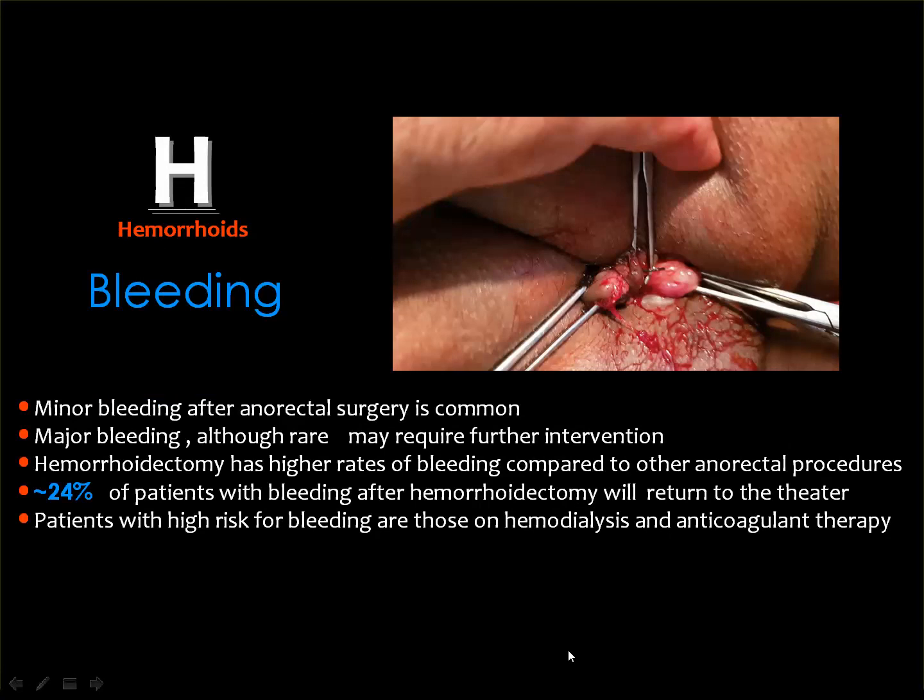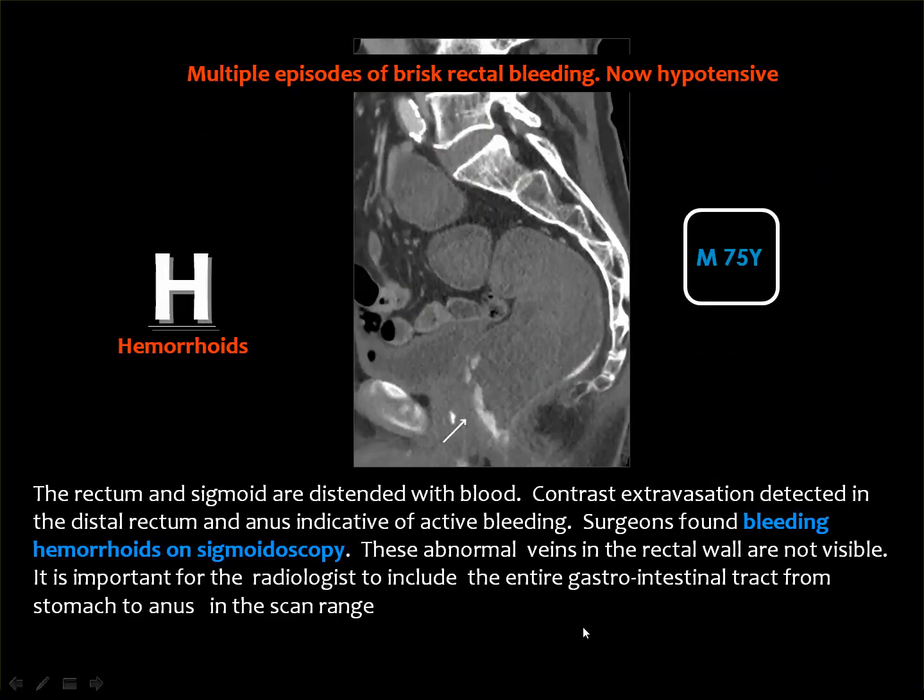Then the second complication is bleeding, and minor bleeding is expected in any anorectal surgery. Major bleeding is rare, and hemorrhoidectomy has higher rates of bleeding compared to other anorectal procedures. About 24% of patients with bleeding after hemorrhoid surgery will go back to the operating room for another intervention. Then the patients who are at risk of bleeding are those on hemodialysis and those who are receiving anticoagulant therapy.